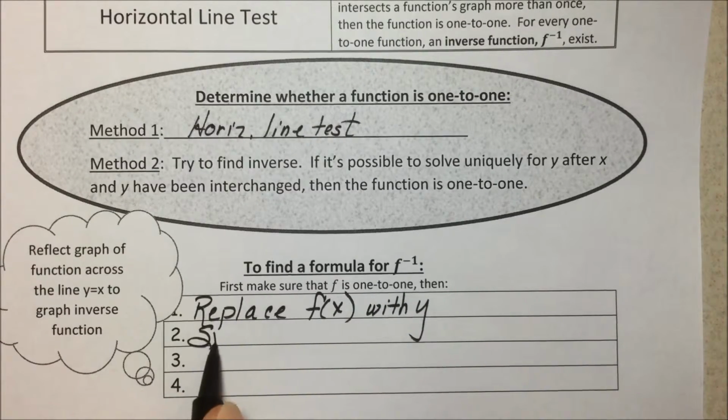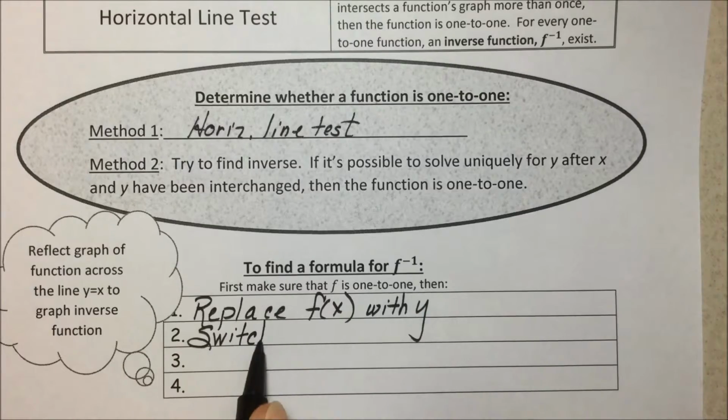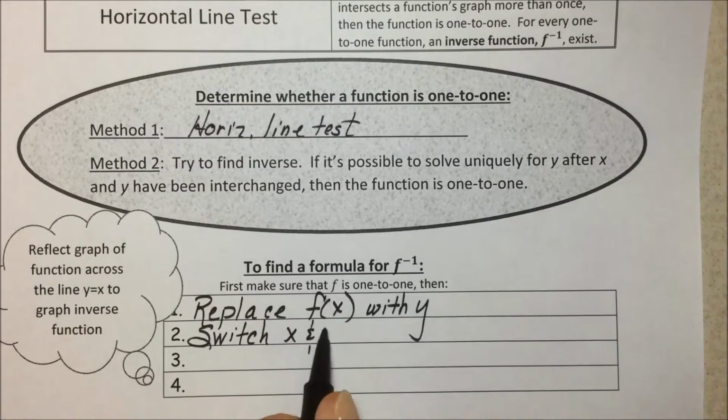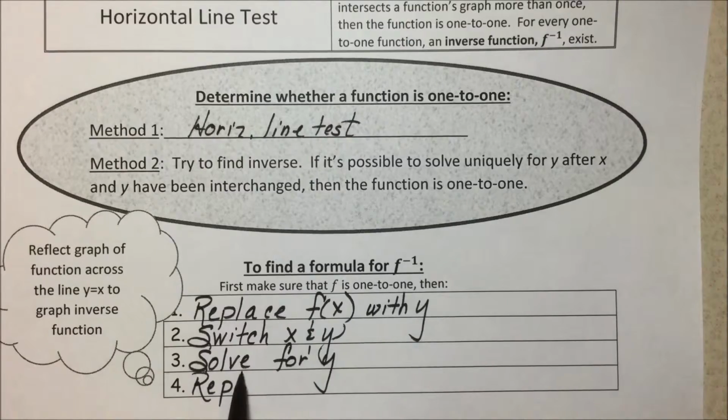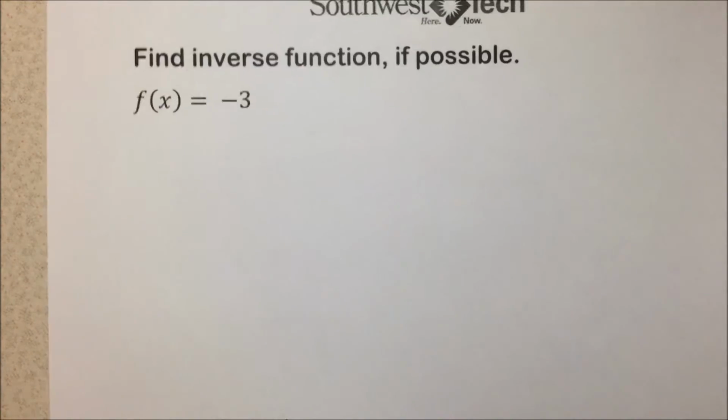Next, we want to switch x and y. Y becomes x and x becomes y. Third step is to solve for y and then finish it off by replacing y with the inverse function notation. So let's take a look at an example.